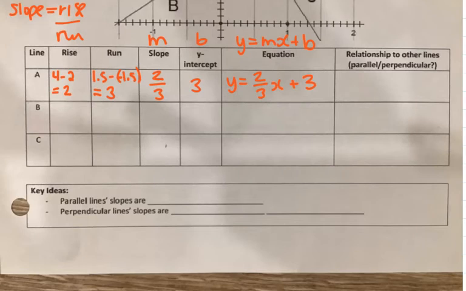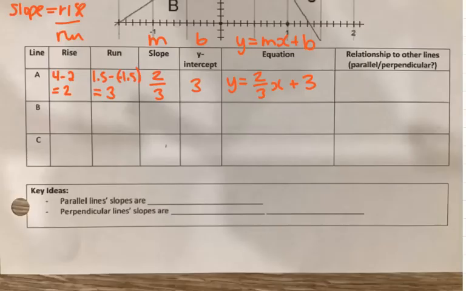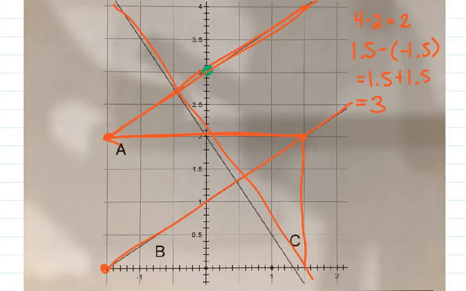Now, the next column says, what's the relationship to other lines, parallel or perpendicular? If you go back to your graph, line A runs parallel to line B, and it runs perpendicular to line C. So you write that there: parallel to B, perpendicular to C. All right, let's look at line B.